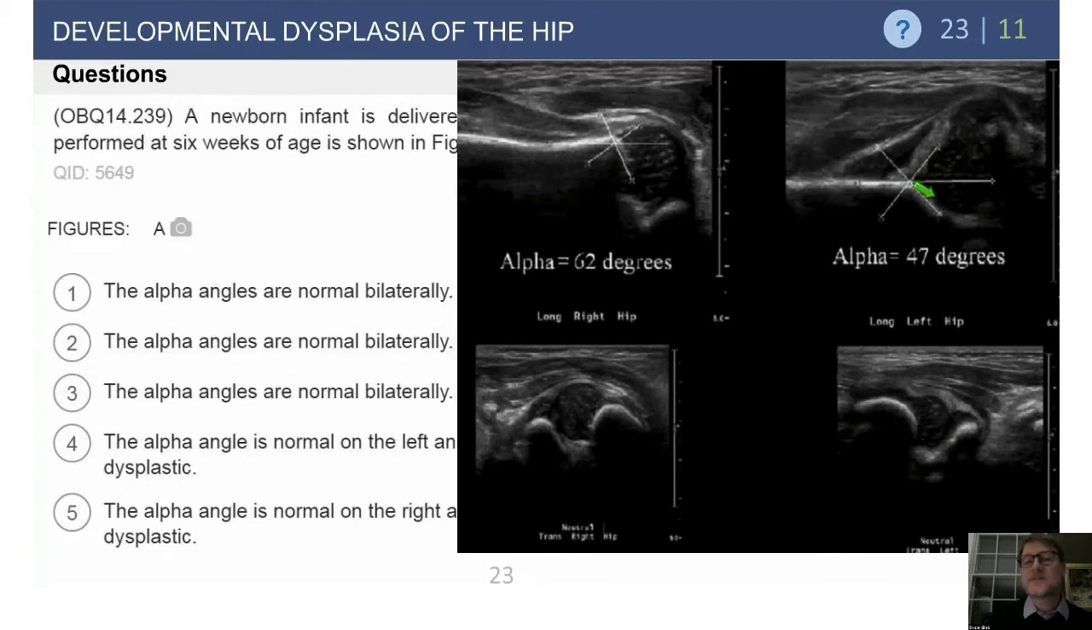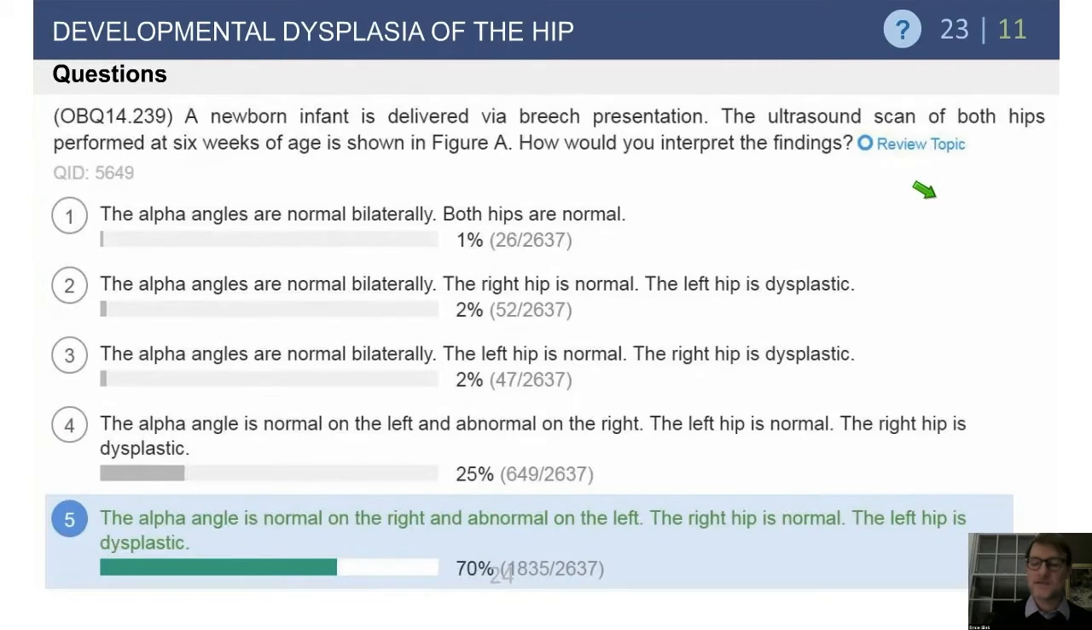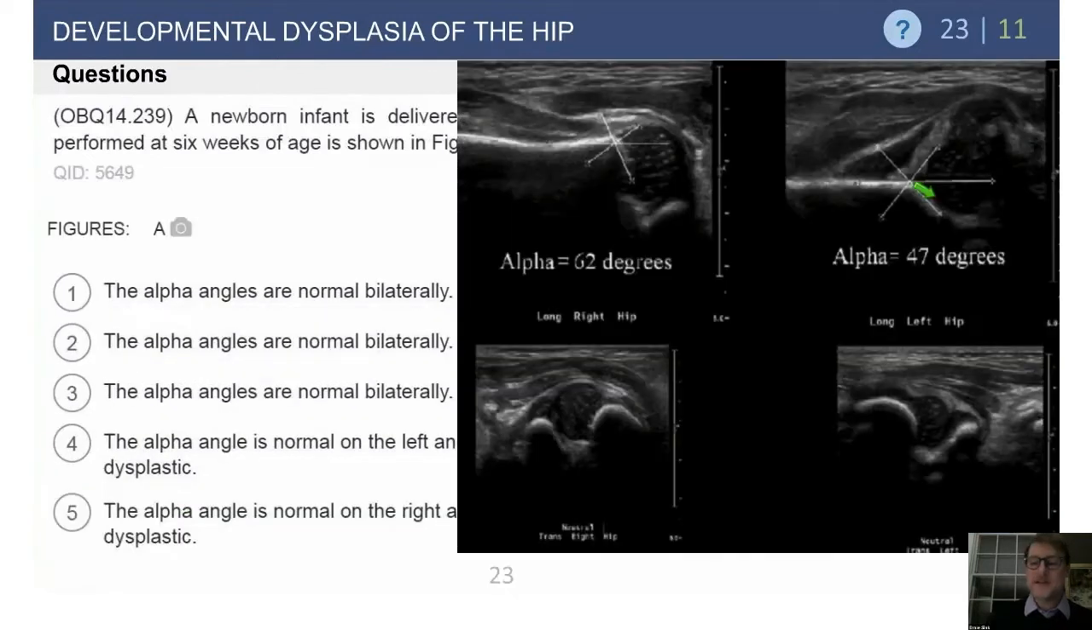This angle is considered to be normal if it's 60 degrees, but an alpha angle of 47 degrees is slight dysplasia. Now, an alpha angle of 47 degrees in a newborn may be normal, but at 6 weeks of age, it should normalize. So the answer to this question is the alpha angle is normal on the right and abnormal on the left. So the right hip is normal, the left hip is dysplastic.